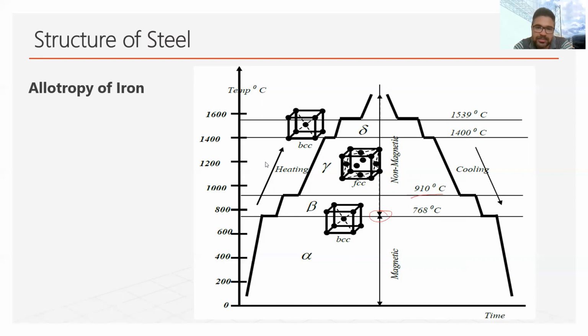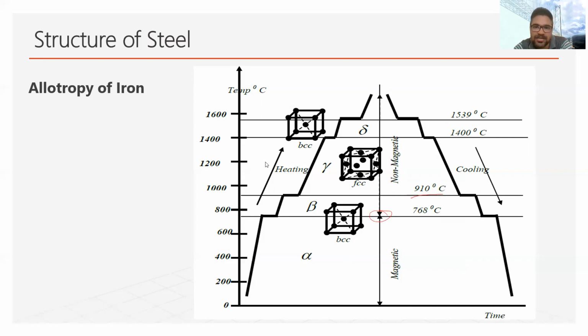Here you can see in the alpha iron, the allotropic structure of iron is BCC, and in the austenite the structure is FCC, the face-centered cubic. Interestingly, when iron is above 1400 degrees Celsius, it again changes its structure and converts back to BCC. That is why this delta iron is very similar to the alpha iron.